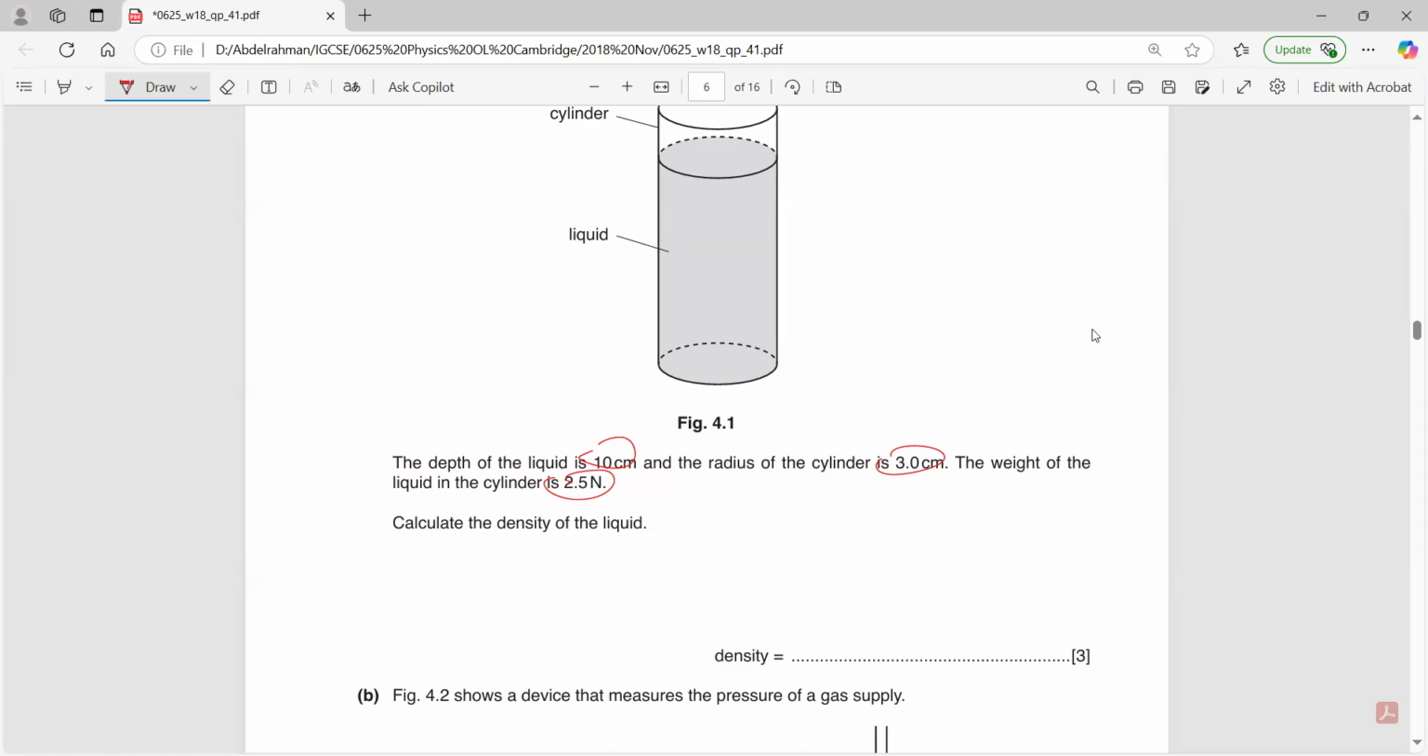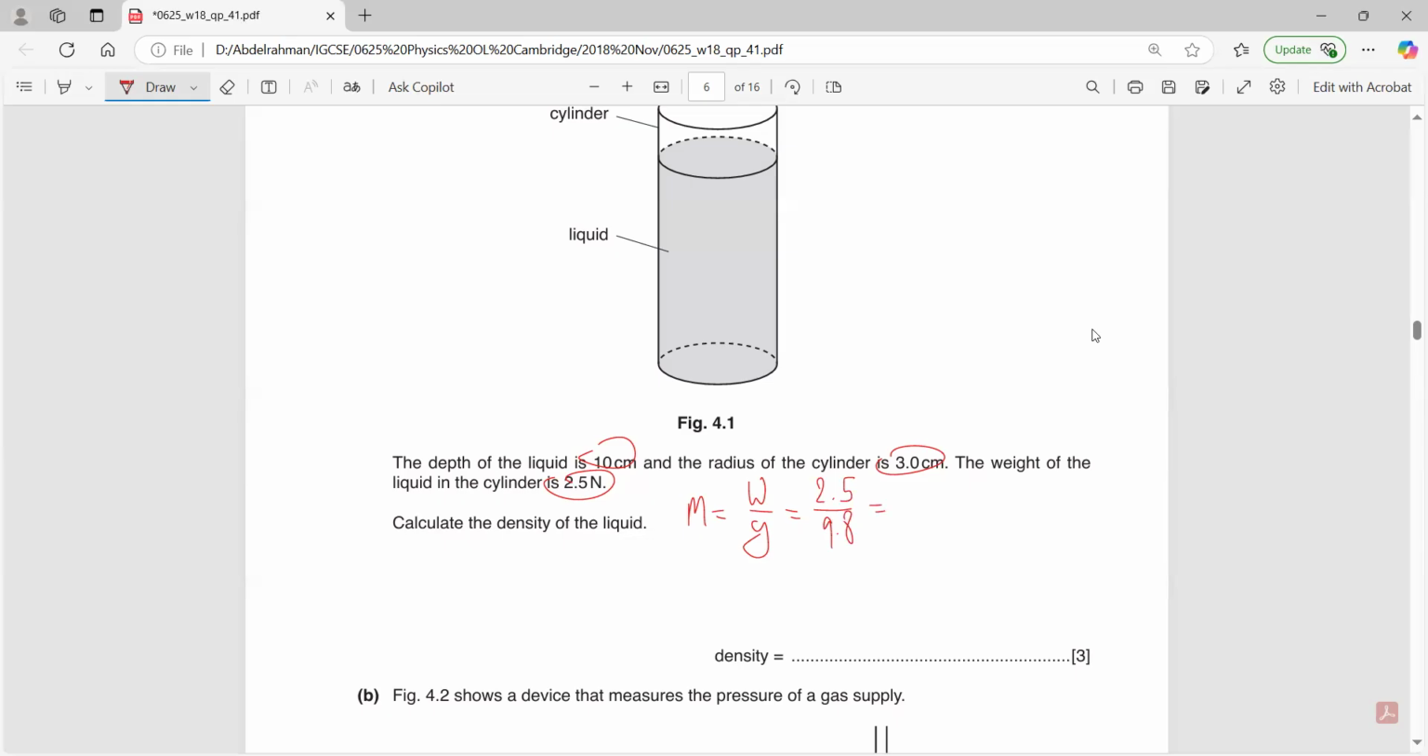Let me solve it using kilograms. Let's find the mass first of all. We have the weight. To find the mass, mass would be equal to weight over g, which is 2.5 over 9.8.